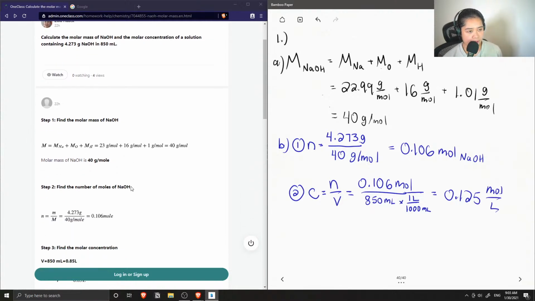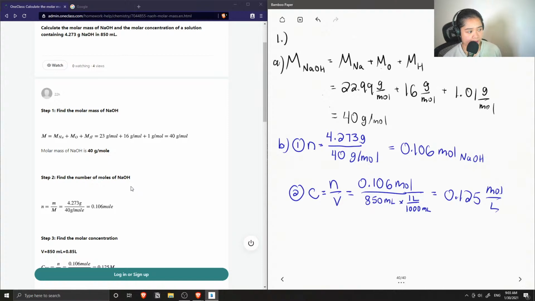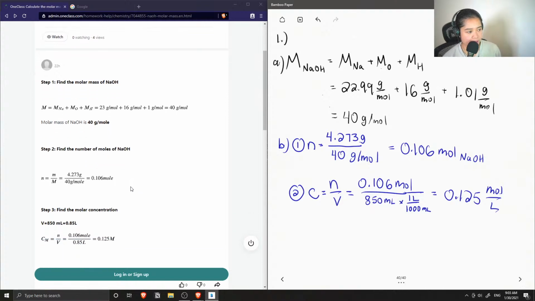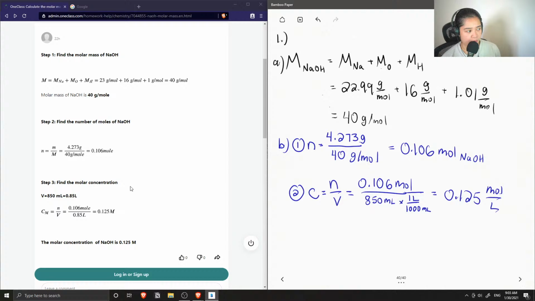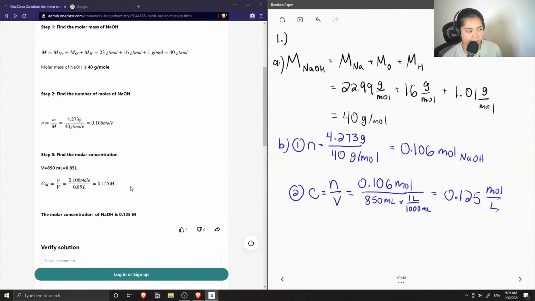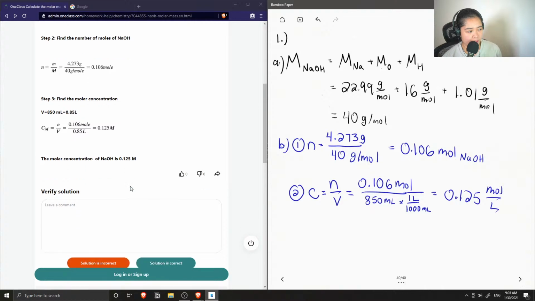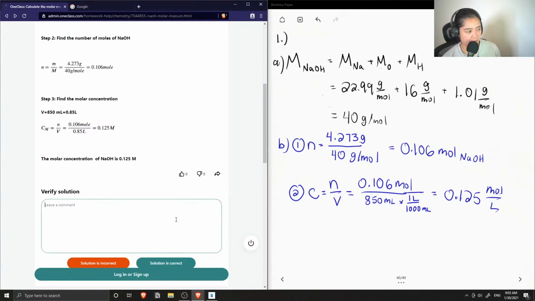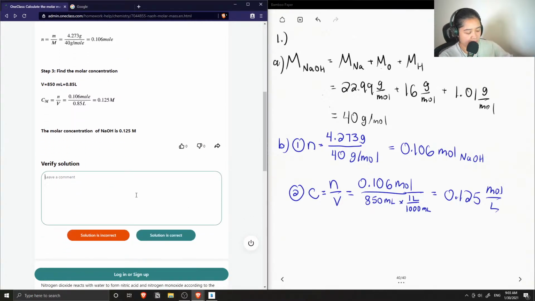Okay, so let's see what the junior tutor said. They found the molar mass of sodium hydroxide, which was 40 grams per mole. They calculated the number of moles, which is 0.106, and then their concentration was also around 0.125 moles per liter. So the solution is correct.